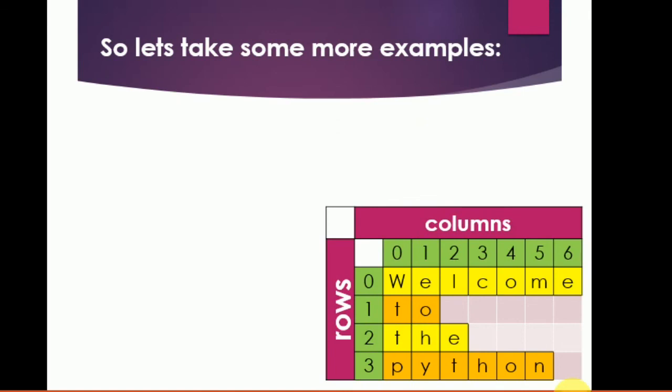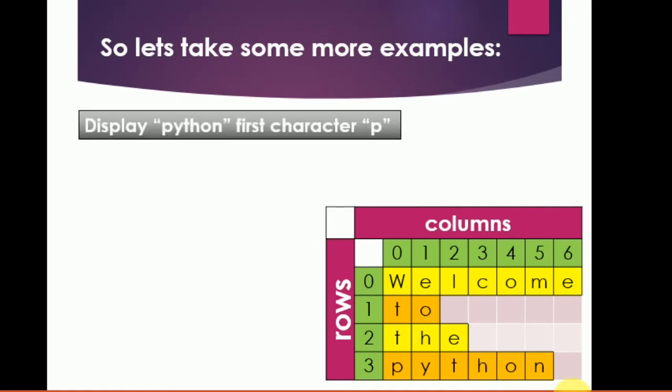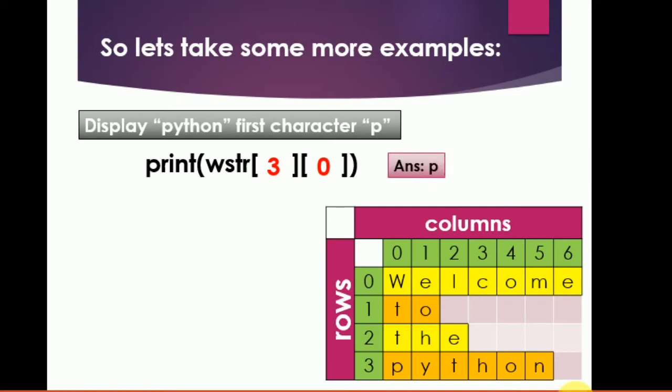Let us take one more example. I'll show you that practically also. First we go for one more example. Now we move to the Python. Where is that Python? That is row number 3. And what I need is P, which is sitting at column number 0. So what is the line in WSTR? Yes, that is 3 by 0. It is going to be 3 by 0. It's going to display P. The answer is going to be P.